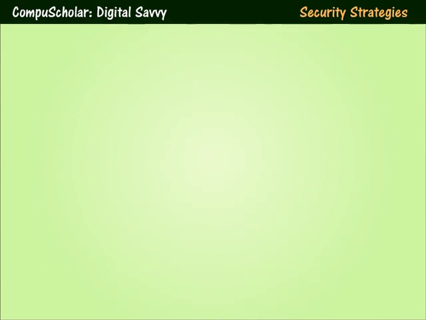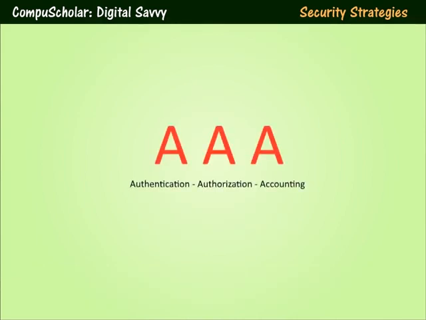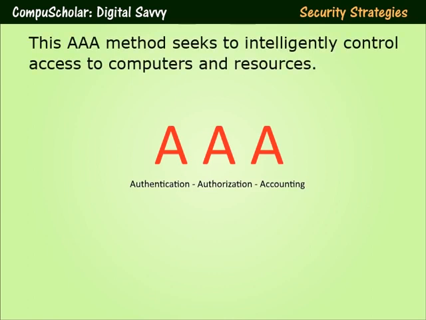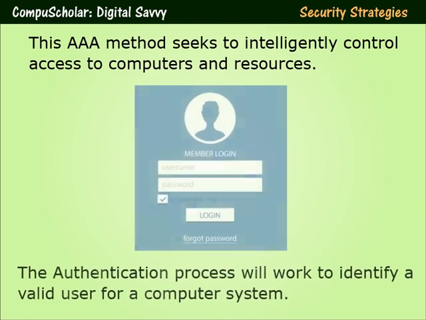One of the best known methods for preventing computer security issues is the Authentication, Authorization, and Accounting method, or AAA. This method seeks to intelligently control access to computers and resources. The authentication process is the first step in the AAA method. This step will work to identify a valid user for a computer system. This is typically done using a username and password combination. If the authentication process works properly, only authentic users are allowed access to a sensitive system.